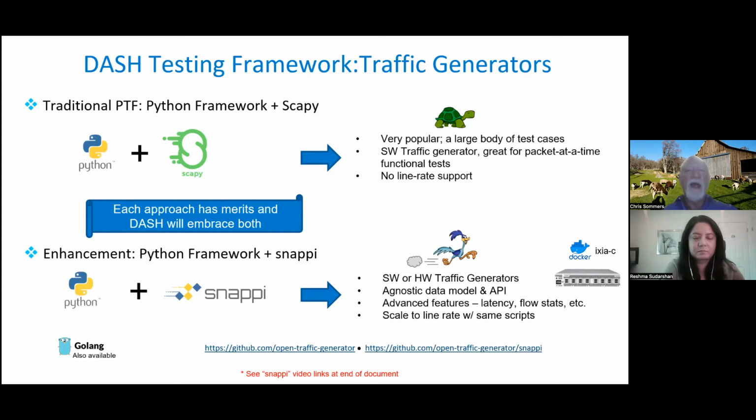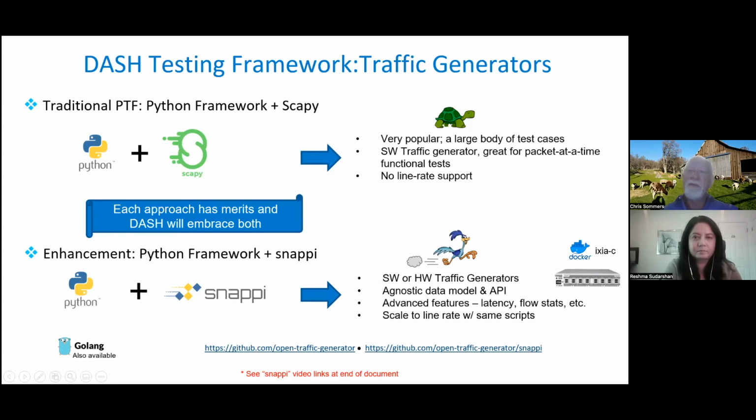And there's no real path to go to line rate support. So if you want to test a device at line rate, like hundreds of gigabits per second, Scapy isn't really capable of doing that. So Keysight has been developing a new framework, which we call Snappi and Open Traffic Generator. It also has Python and Golang bindings. It's a very easy to use library. But what's really exciting is that you can write the same test to run both in software and hardware.